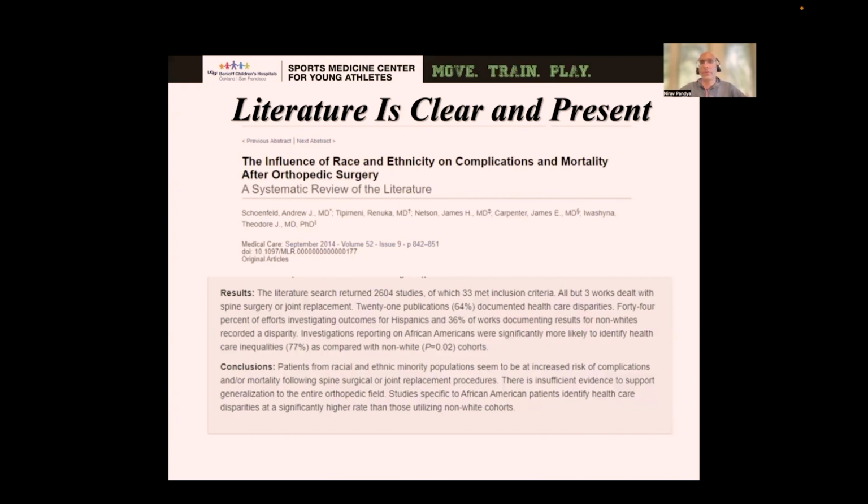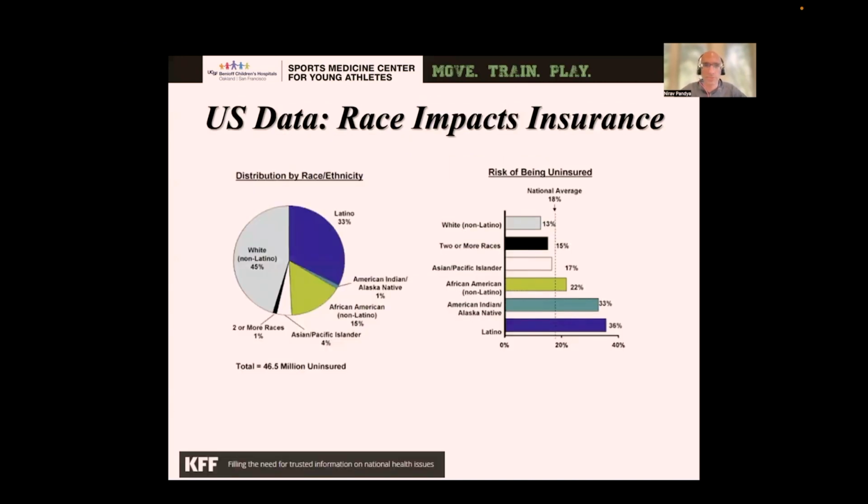Now, if we look at the impact on clinical care, this was a systematic review that looked at the impact of race and ethnicity on complications and mortality after orthopedic surgery. And what they found was that patients from certain racial and ethnic minority populations were at increased risk of complications and/or mortality looking at spine or joint surgery, which are two of the major surgeries that we do in orthopedic surgery. Then it's not necessarily about how race directly impacts outcomes. There's also an interplay with all these various factors.